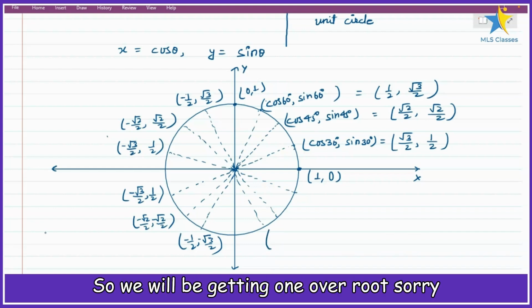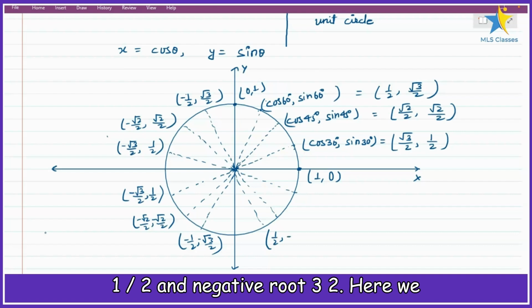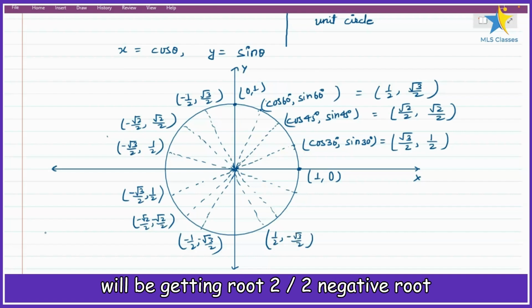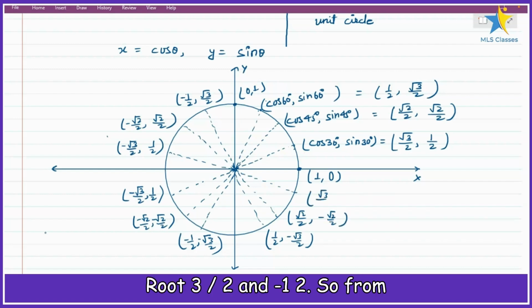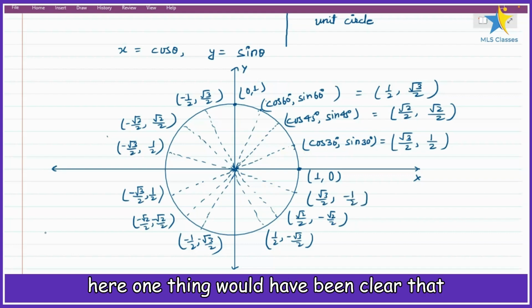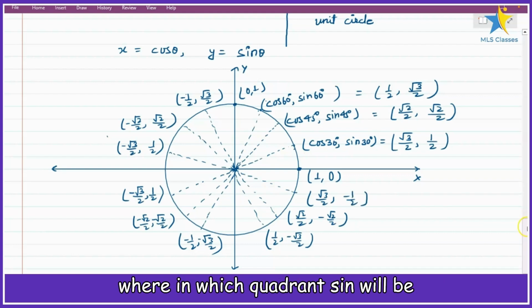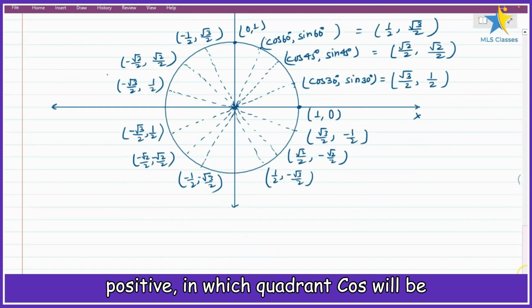So we'll be getting 1/2 and -√3/2. Here we will be getting √2/2, -√2/2. Here we will be getting √3/2 and -1/2. So from here one thing would have been clear: in which quadrant sine will be positive, in which quadrant cos will be positive.